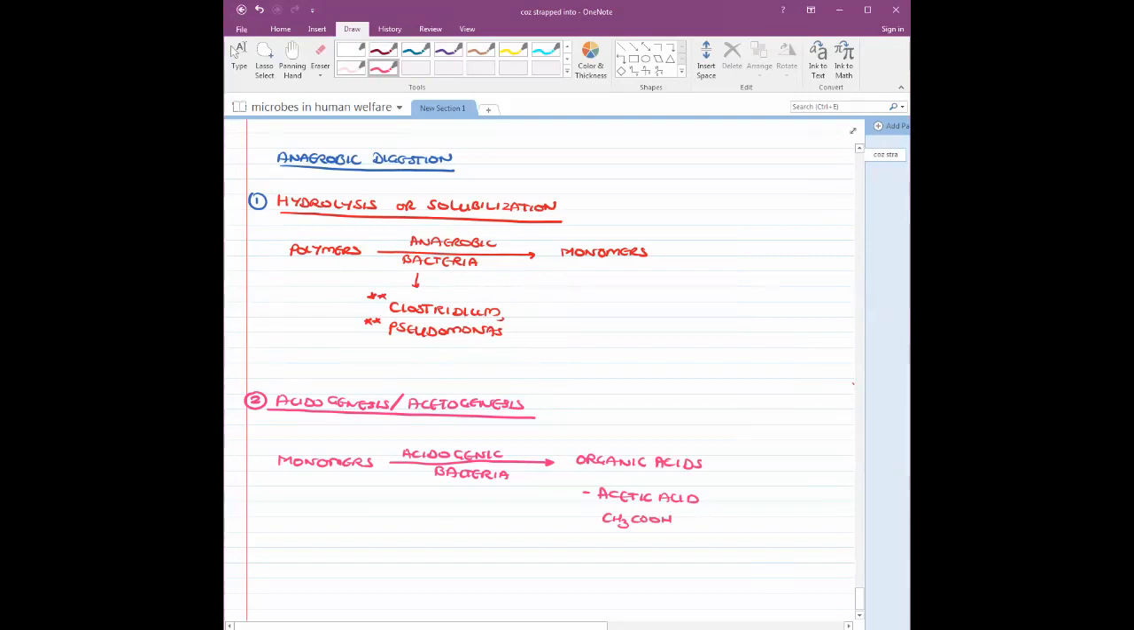Or sometimes we are going to convert it into formic acid. Can anybody quickly tell me where you see formic acid?